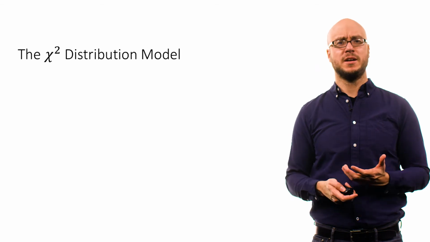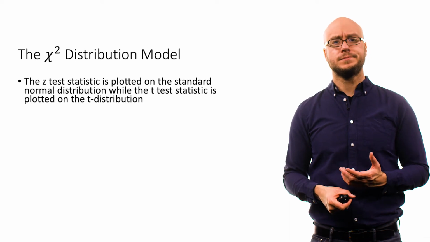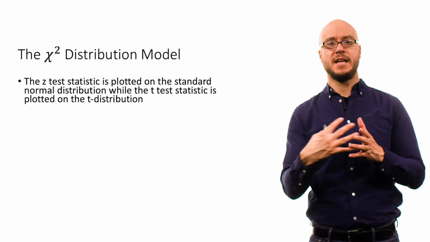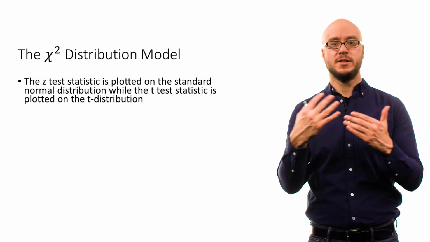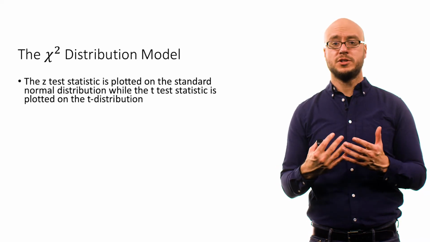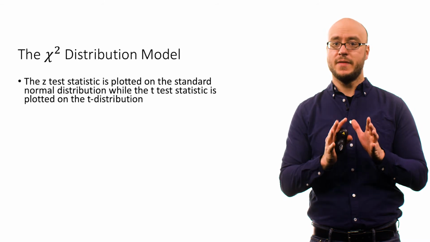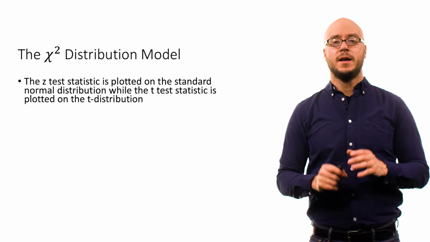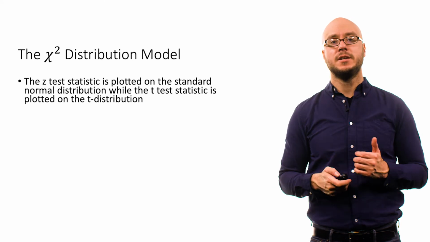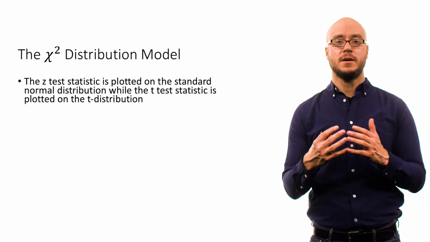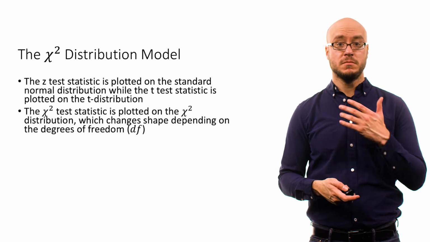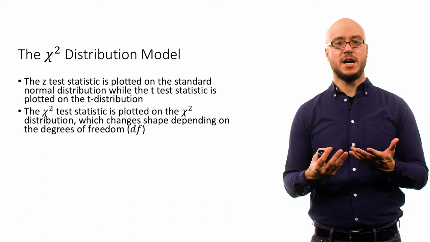So what is the chi-square distribution model? Well, recall that the z-test statistic we plot on the standard normal distribution, which can be understood as a bunch of z-scores. That's why the standard normal distribution can sometimes be called a z-distribution. Not that commonly, but it could be. Similarly, the t-test statistic is plotted on the t-distribution. Well, the chi-squared test statistic lies on the chi-squared distribution. So what is the chi-squared distribution?